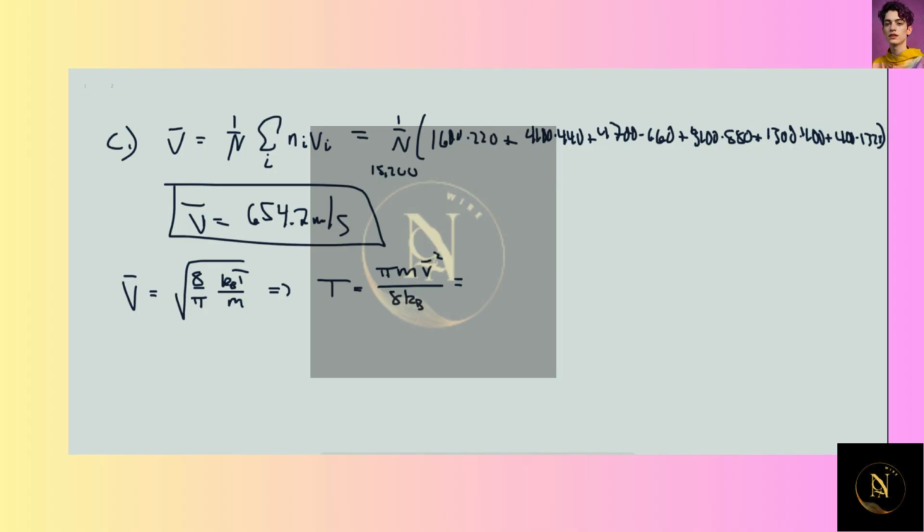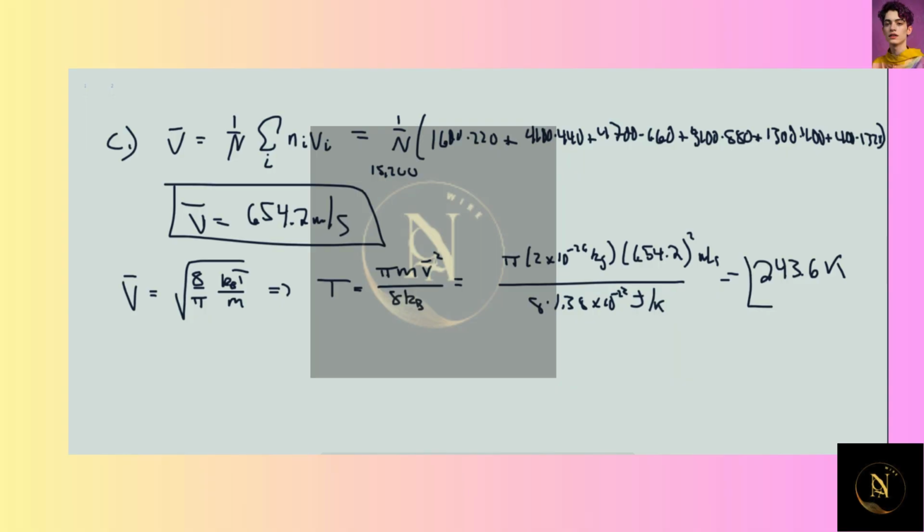So temperature then becomes pi times m times the average speed squared over 8 k_B. Let's plug this in. We have pi times 2 times 10 to the negative 26 kilograms times 654.2 squared, all over 8 times 1.38 times 10 to the negative 23 joules per Kelvin, and this was meters per second, the velocity. If we plug all this into our calculator, let's see what we get.